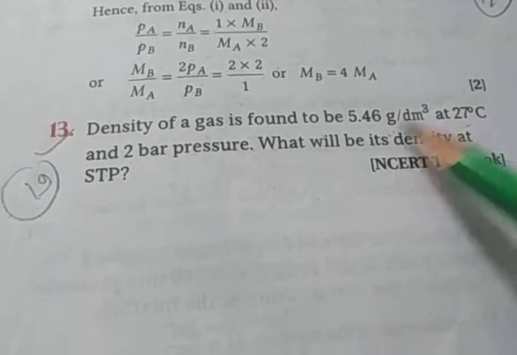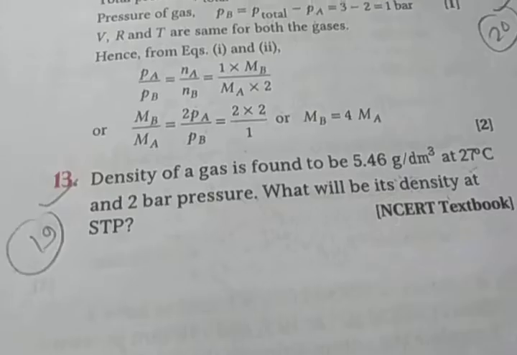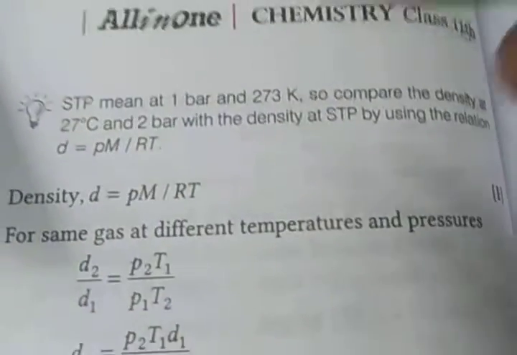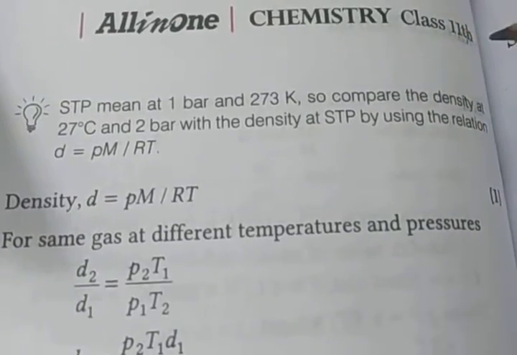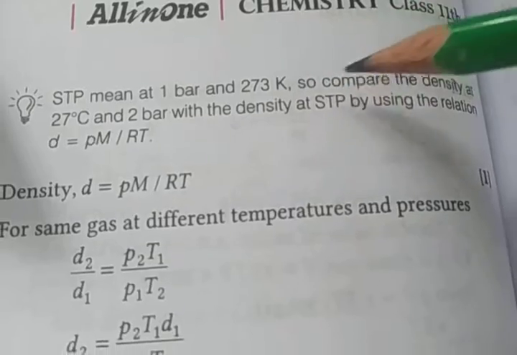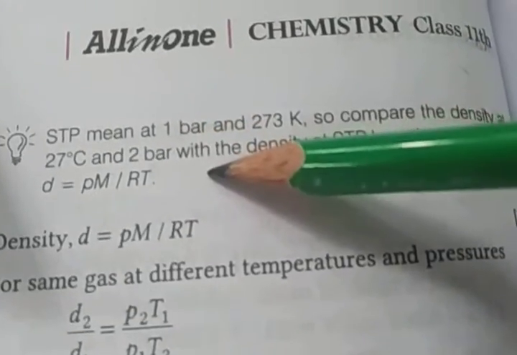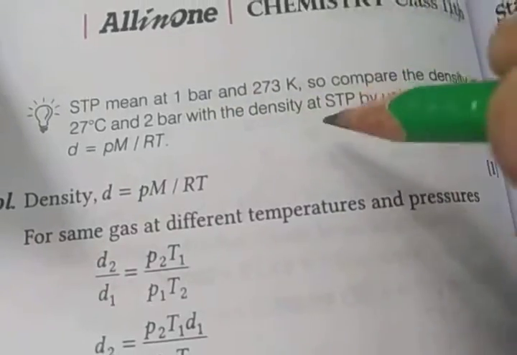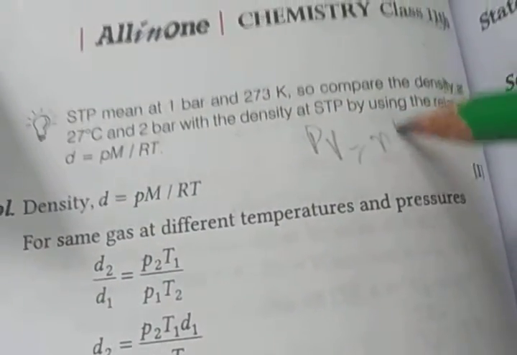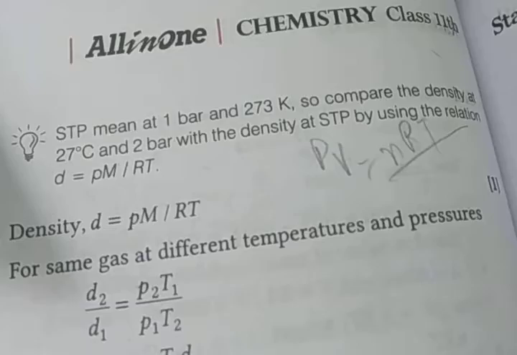So volume given, pressure given and temperature given. Okay, so density. According to the gas equation, STP means 1 bar and 273 Kelvin. So compare the density at 27 degrees Celsius and 2 bar with the density at STP. By using the relation D is equal to Pm upon RT, from the formula PV is equal to nRT, right? This formula is found from the ideal gas equation. D is equal to Pm upon RT.